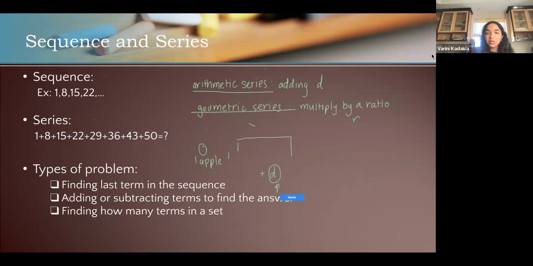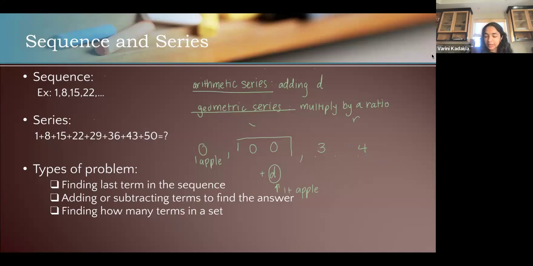So let's say every time you add one more apple. In the arithmetic series, your next term would have two apples, right? And then this would keep going. So your third term would have three apples, then four apples. Oh, yeah. I now understand. Okay. I didn't learn ratio when I was in school.